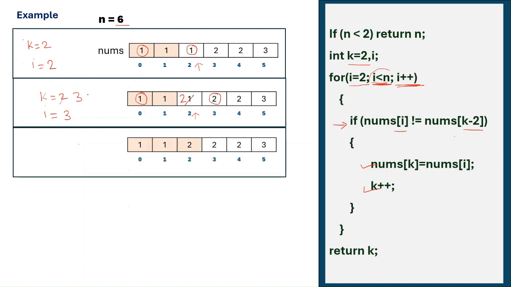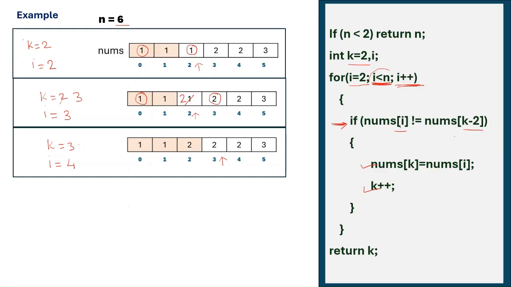So after this iteration, values in the nums array will be 1, 1, 2, 2, 2, 3. And we have 3 valid elements. K is 3. It means now the next valid element will be stored at index 3. We will move on checking the next element in the array. So we will increase I by 1. Now the new value of I is 4. Again, this condition will be checked. I is less than n. Condition is true. Again, this if condition will be checked.